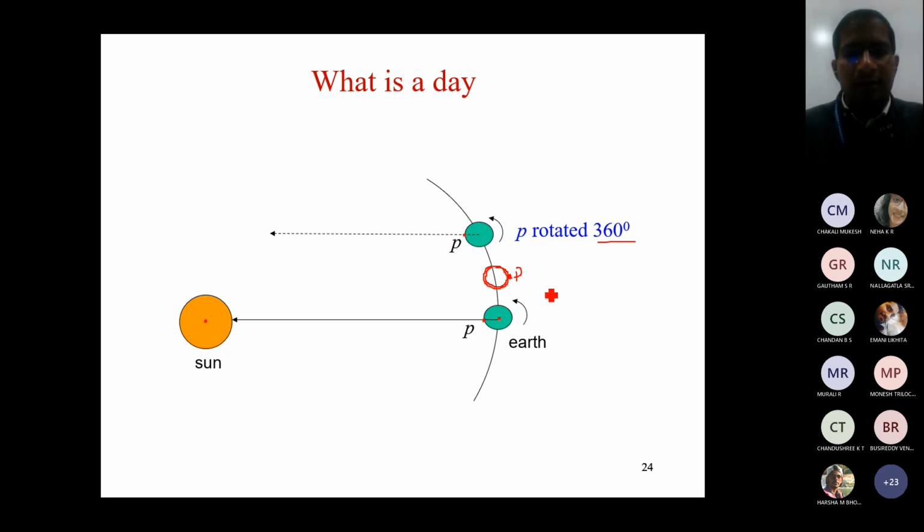Is it a day? But if you see, when the Earth completes a 360-degree rotation, the point P is not focusing towards the sun. If you make a line joining the center of the sun to the center of the Earth, then the point P is lying out of that line.